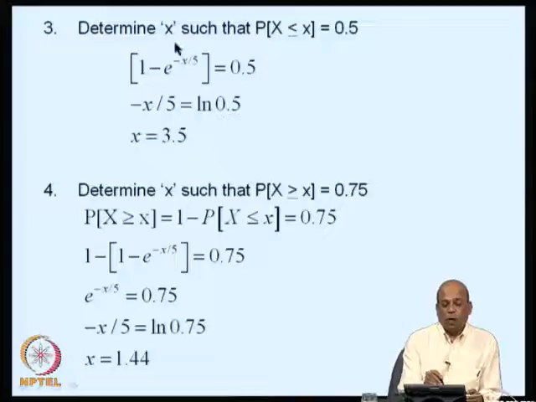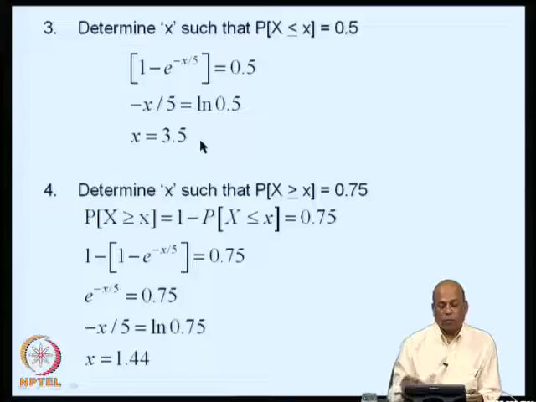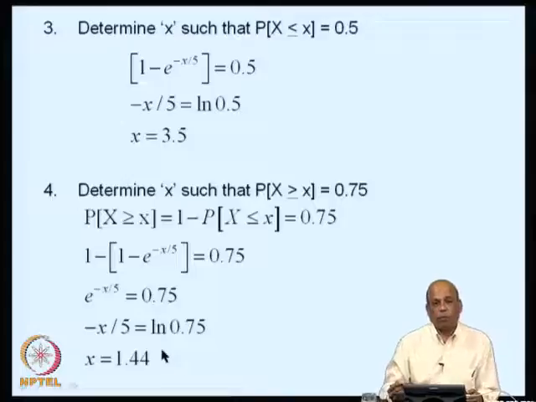Then we look at what is that value of x for which the probability of X being less than or equal to x is equal to 0.5. The probability of X being less than or equal to x is nothing but our CDF. So, 1 minus e to the power minus x by 5 will be equal to 0.5, and that turns out to be x equal to 3.5. Similarly, for the probability of X being greater than or equal to x equal to 0.75, we write this as 1 minus the probability of X being less than or equal to x, which is equal to 0.75, and 1 minus this is your CDF. So, from this we get x equal to 1.44.